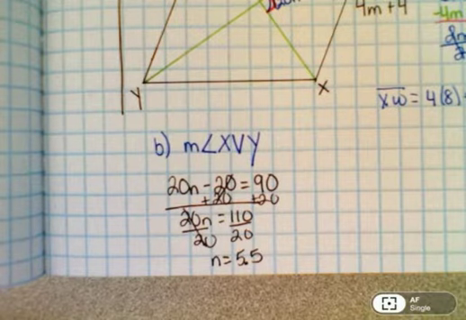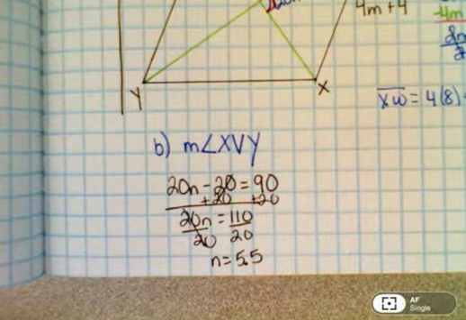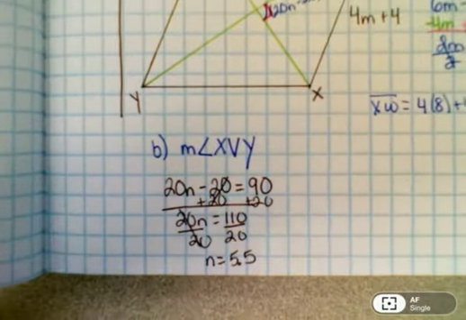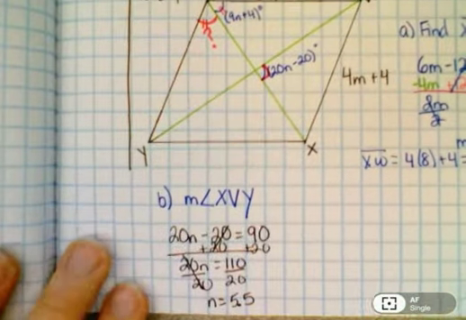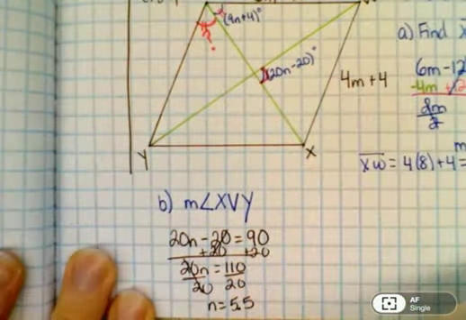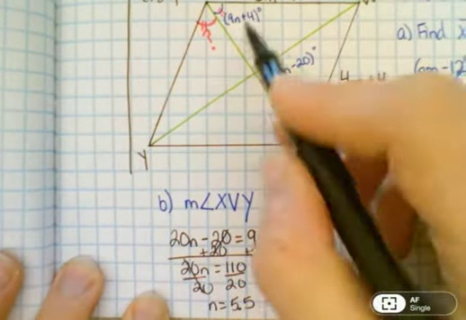So we got a decimal. Remember, that doesn't mean we did it wrong. It just means we got a decimal. So n is 5.5. So now that I know the value of n, I can find that angle I was looking for, right? Now I can find this little angle, and that's going to be the same as this little angle. So let's find the measure of that angle.